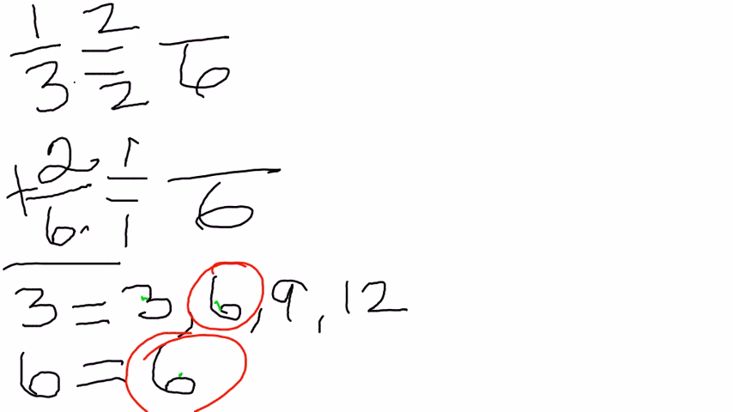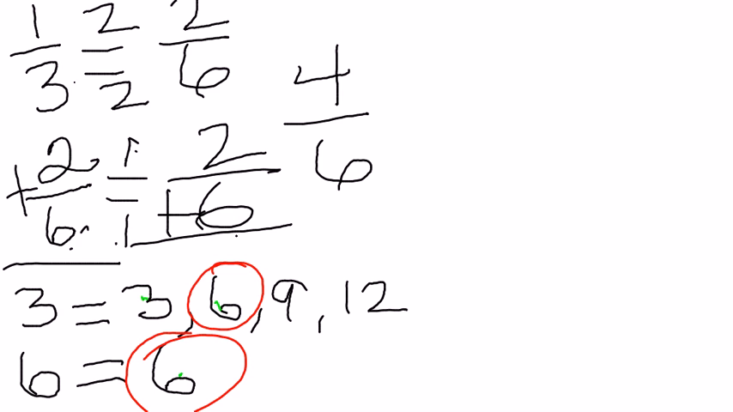3 times 2 is 6. If you change the bottom, you must change the top. So 1 times 2 is 2. Coming to my second fraction, 6 times 1 is 6. So 2 times 1 is 2. My fractions are now 2 sixths plus 2 sixths, which equals 4 sixths.